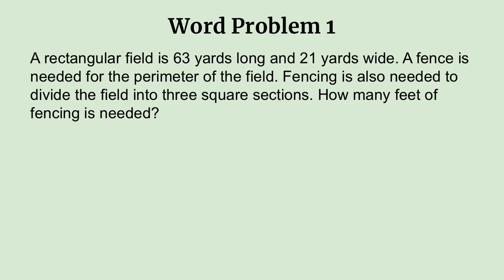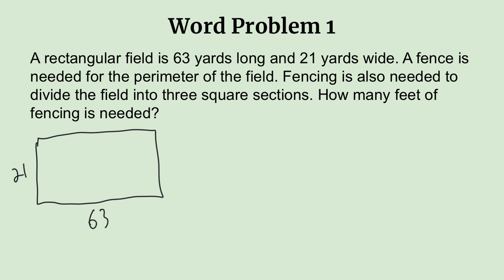For these word problems, go ahead and pause it. Take a few minutes to try and solve it, and then you can come back to check to see how I did it. So we have a rectangular field that's 63 yards long and 21 yards wide. So let's go ahead and draw that just so we have an idea of what's happening. 63 by 21. A fence is needed for the whole perimeter of the field. Fencing is also needed to divide the field into 3 square sections. How many feet of fencing is needed?